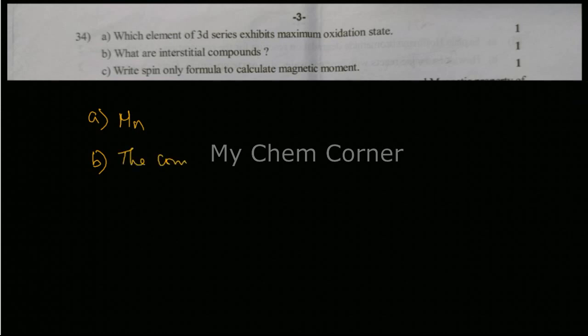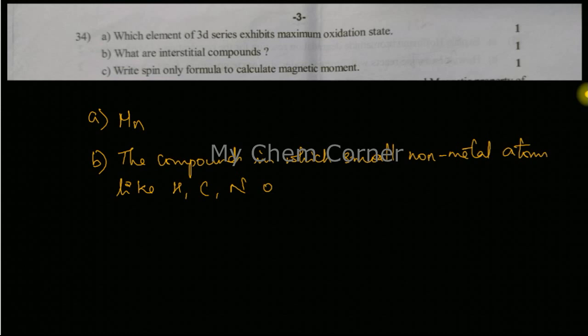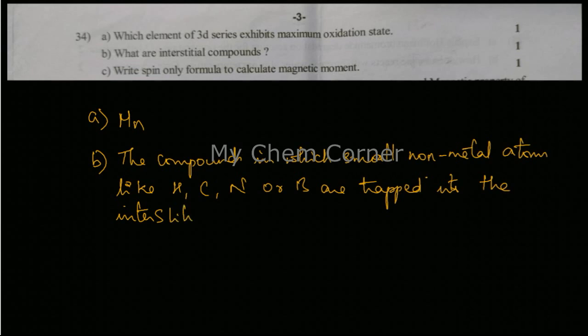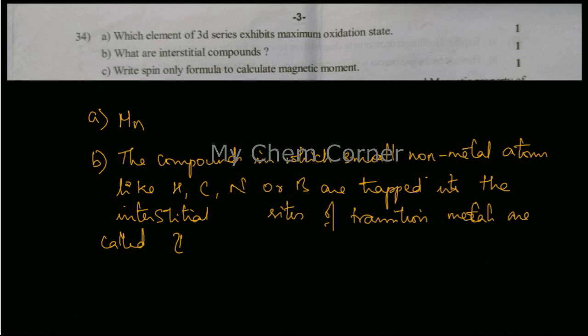Here you have to write that the compounds in which small non-metal atoms, it will be very specific in the definition, like hydrogen, carbon, nitrogen or boron are trapped into the interstitial sites of transition metals are called interstitial compounds.